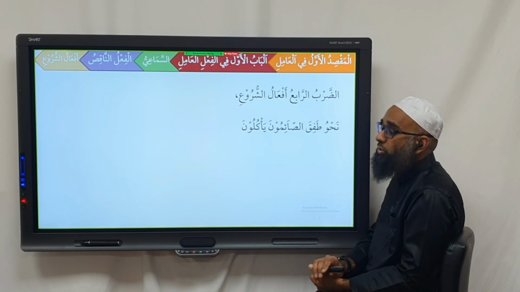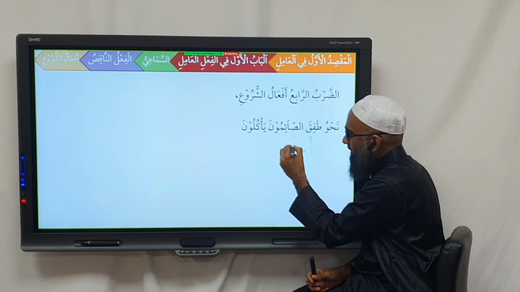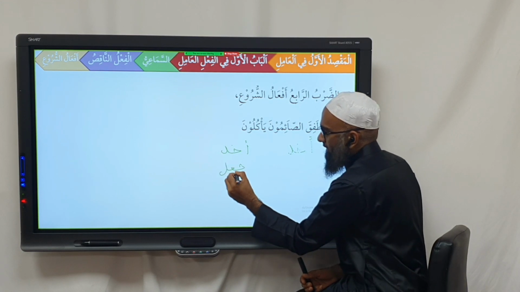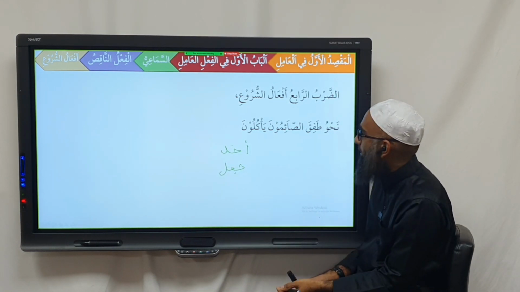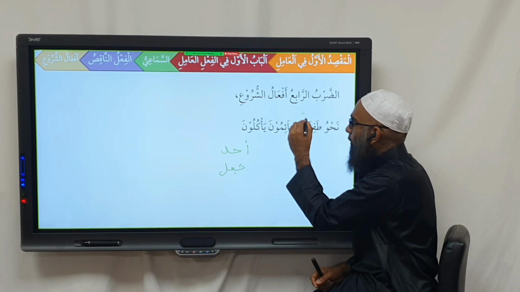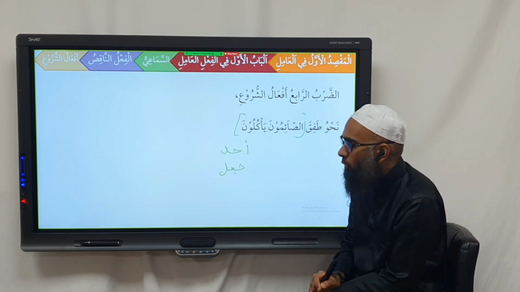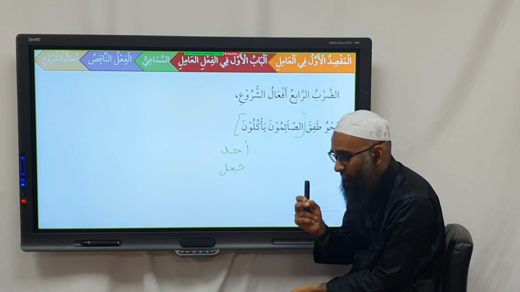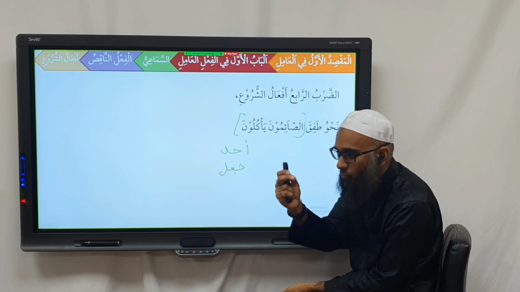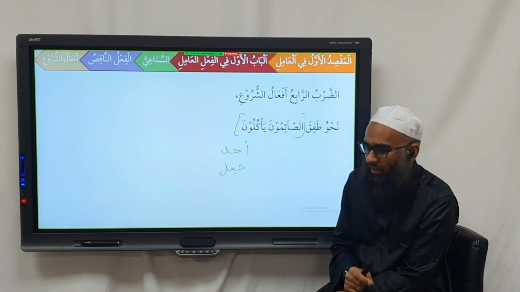So it means here, to start to. So for example, one is tafiqa, another one is akhadha, ja'ala. These are two more common ones as well. So as-sa'imuna ya'kulun means what? The fasting people are eating. And tafiqa as-sa'imuna ya'kulun means what? The fasting people started to eat. Or you can say ja'ala as-sa'imuna ya'kulun. The fasting people started to eat. Or akhadha as-sa'imuna ya'kulun. Any of those three.